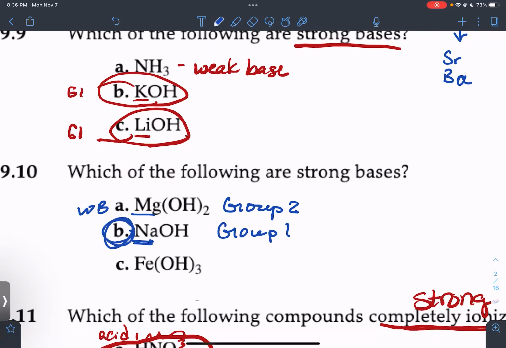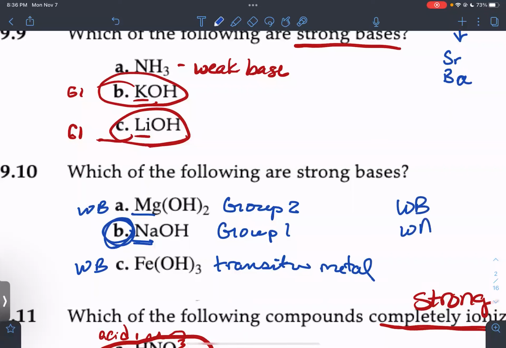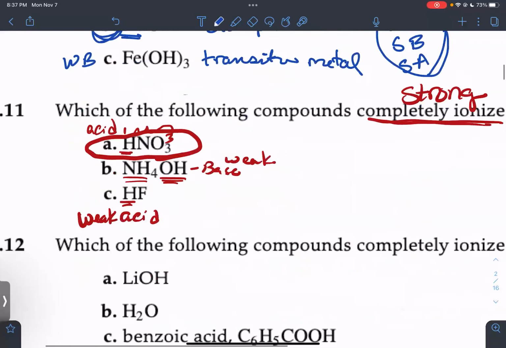And then iron, Fe(OH)3, this one is a transition metal. So not in group 1, not in group 2. So this one is a weak base. That's my abbreviation. This is weak base, weak acid, strong base, strong acid. Those are my abbreviations. You'll see that over and over and over again.